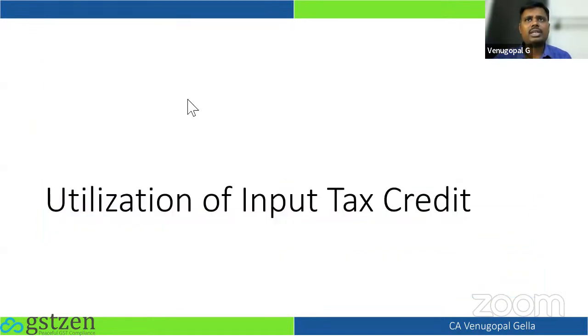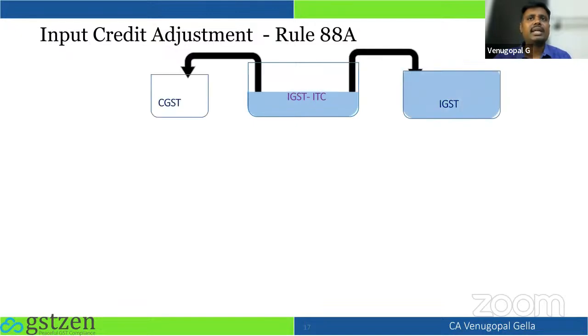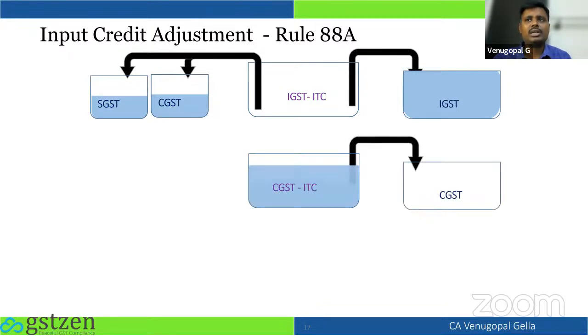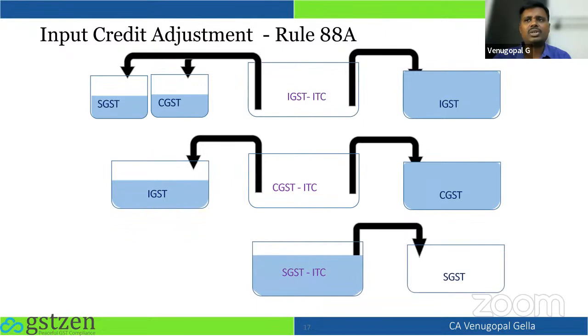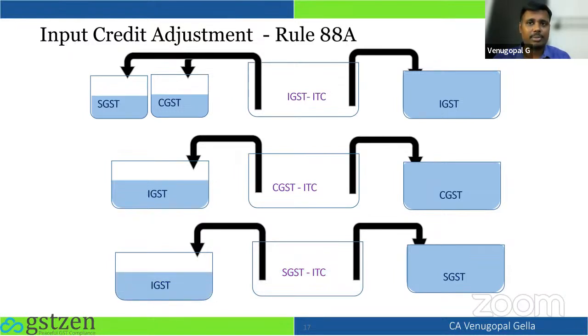How do I use it? The utilization mechanism: first, IGST has to be used towards IGST liability. Then it can be used towards CGST or SGST in any order. When it comes to CGST, you can use it towards CGST, and the leftover you can use towards IGST. SGST you will be using towards SGST, and the leftover would be used towards IGST. Cross utilization between CGST and SGST is not permitted.